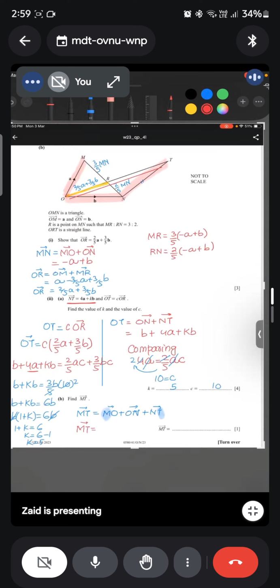So MO is minus A, ON is B, and NT we just calculated. NT is 4A plus 5B. So it's 3A plus 6B. Bingo! We got so many marks.